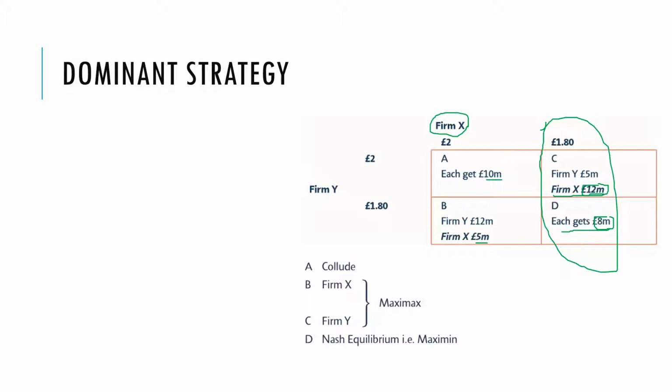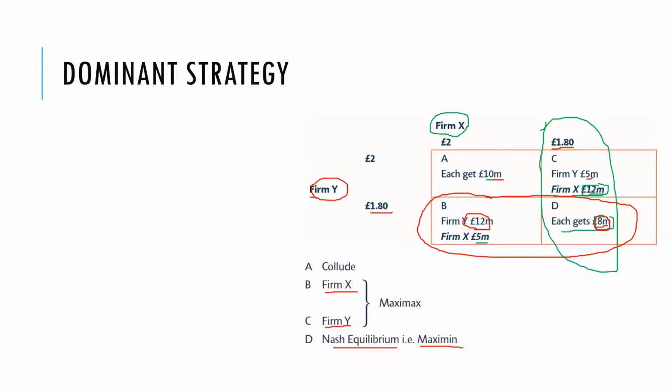If I look at it from firm Y's perspective, again, the maximum benefit would come from them charging a low price. They can either get 12 or 8 versus 10 or 5. The maxi-max outcome for them would be this 12 million here. The maxi-min would be the 8 million. So again, what are they both going to do? They're both going to charge the low price. So here, the maxi-max strategy of charging £1.80 for firm X and the maxi-max strategy for firm Y of charging £1.80 is the same as the maxi-min outcome for Nash equilibrium.